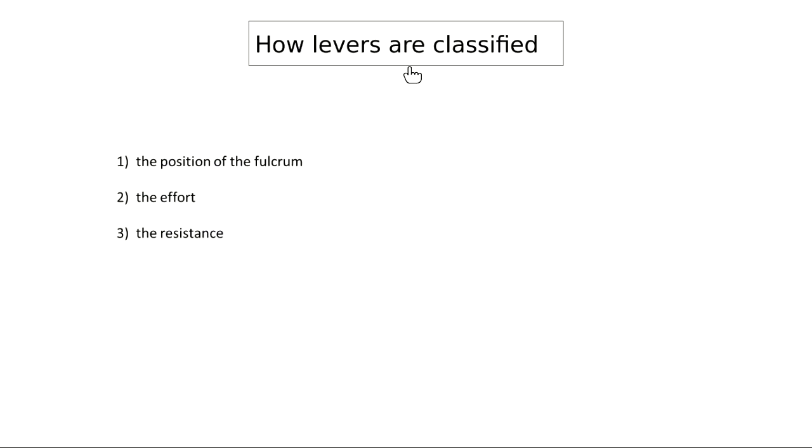How levers are classified. And we're going to see that in just a minute too, but we're going to look at 3 class levers. First class, second class, and third class levers. So it's going to involve the position of the fulcrum. Where is the joint of this lever system? Where's the effort being applied? And where is the resistance? So the locations of those 3 parts determines which type of lever you're working with.